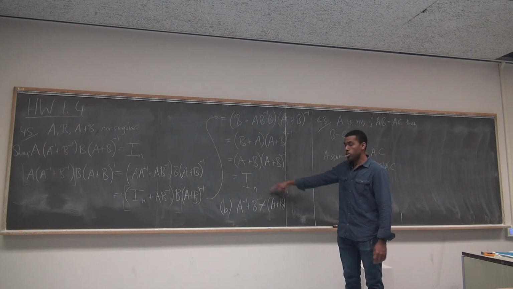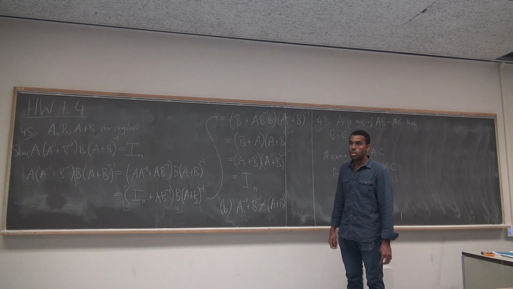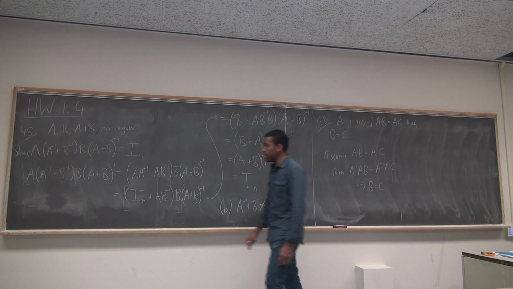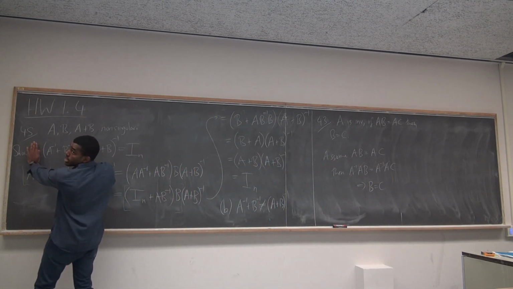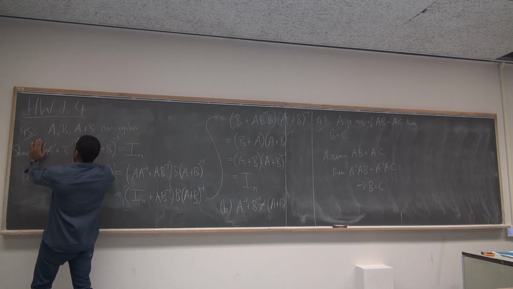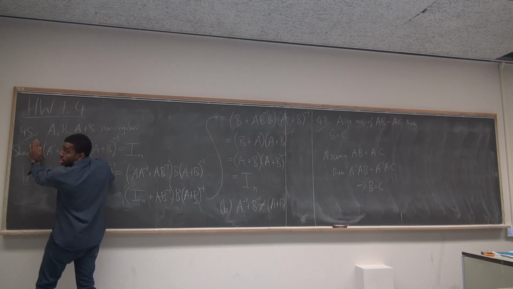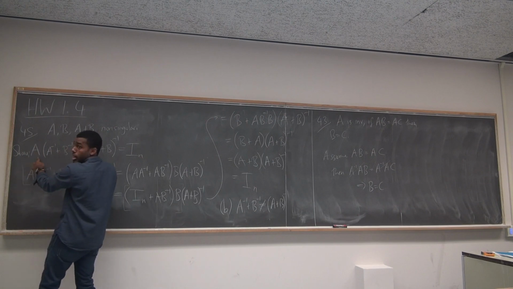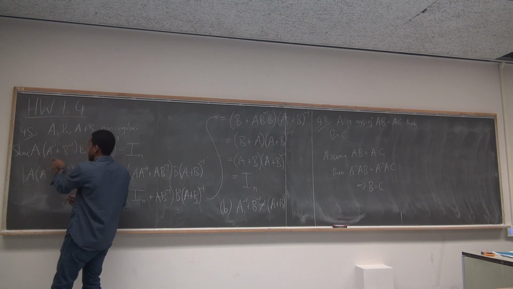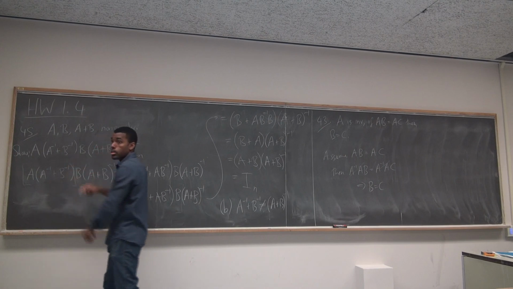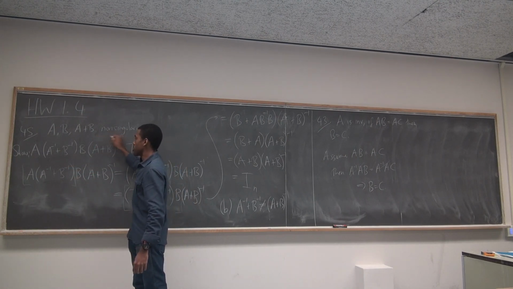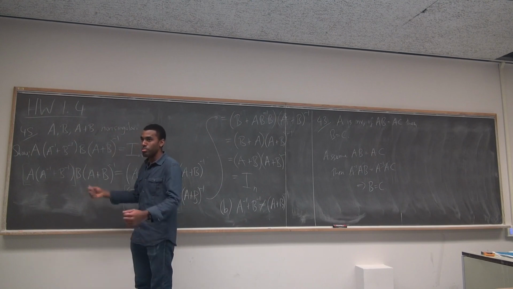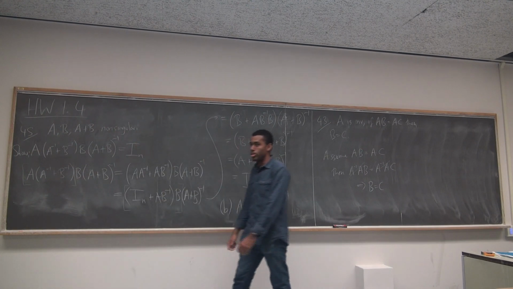Inverses don't distribute across sums. If this was the inverse of that, we wouldn't need the A and the B to get the identity. If these two weren't here and I just had this times that, I would get the identity. But I had to throw these two in there to get the identity, so this is not the inverse of that. It's just a way of telling you that you can't distribute inverses across sums, just as you can't do it in algebra.